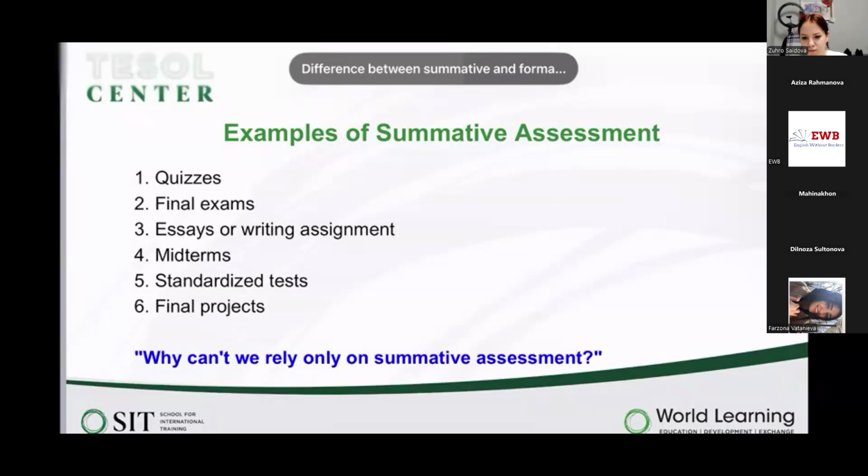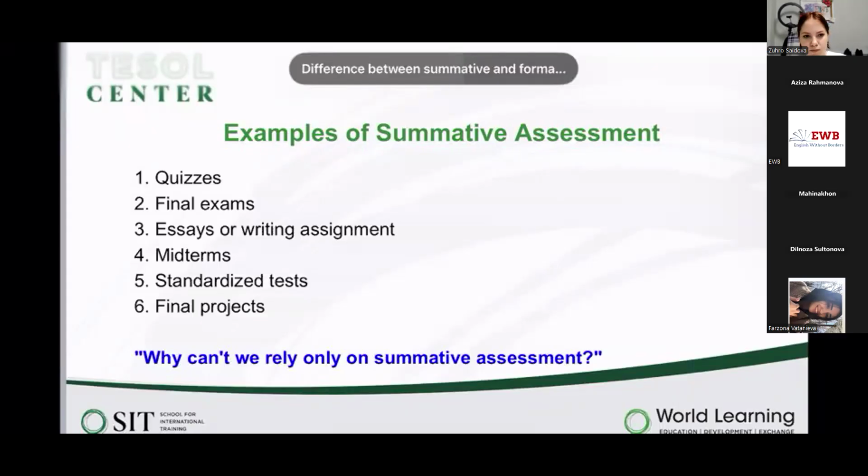You can type in the chat, or you can unmute yourself and share your ideas. Or you can just answer what kind of summative assessment you use most during your teaching, during your classes. It shows what students get at the end of the lesson. Yes, that's correct.